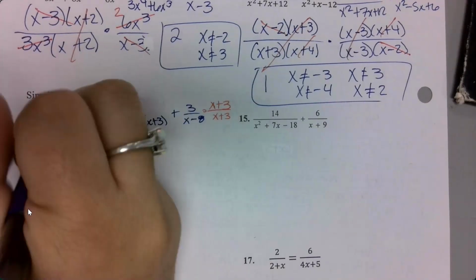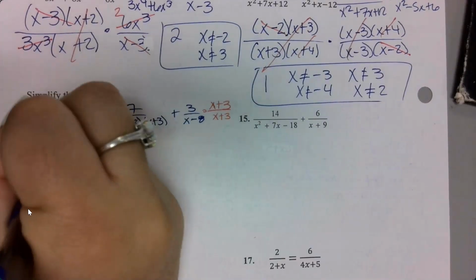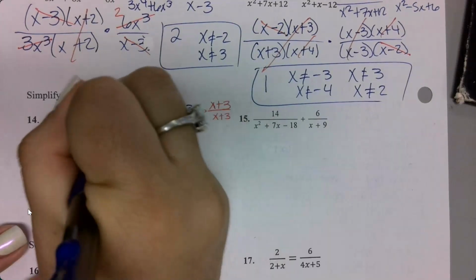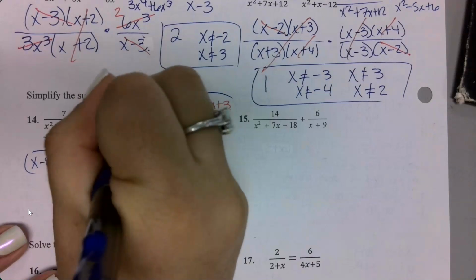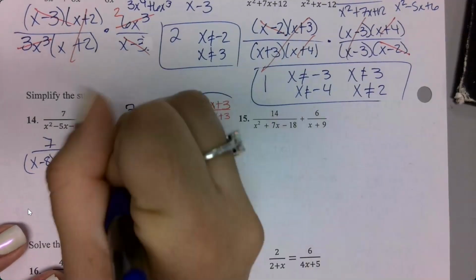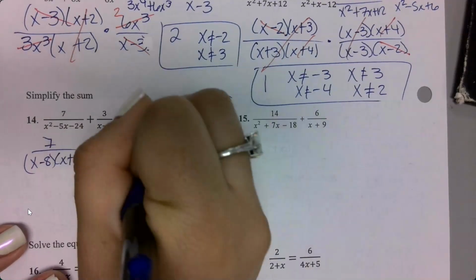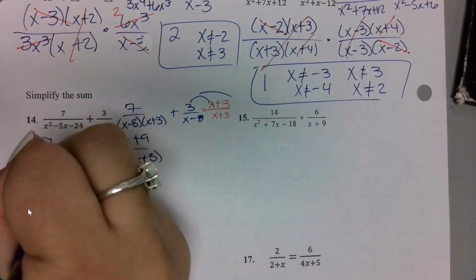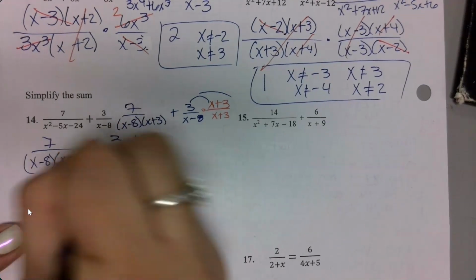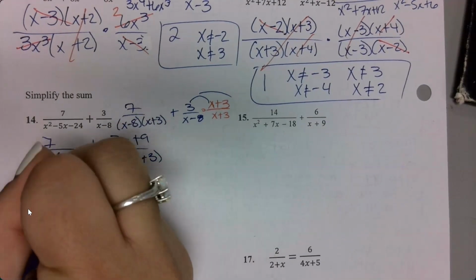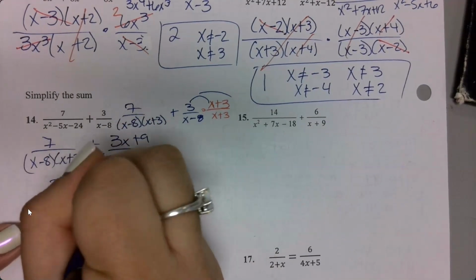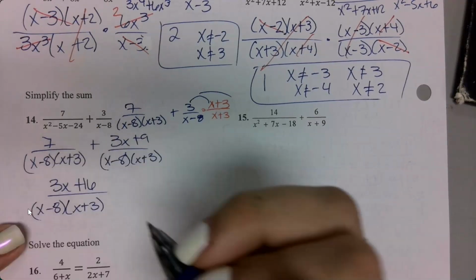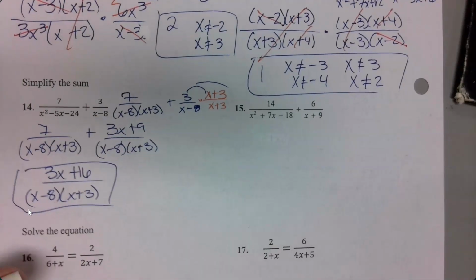So I have 7 over, I'm going to leave the denominator factored, x minus 8, x plus 3, plus, I'm going to distribute 3x plus 9 times x minus 8 over x plus 3. Combine like terms for my numerators, so that gives me 3x plus 16 over x minus 8, x plus 3. I want to see if I can factor the numerator anymore. I cannot, so this is my final answer.